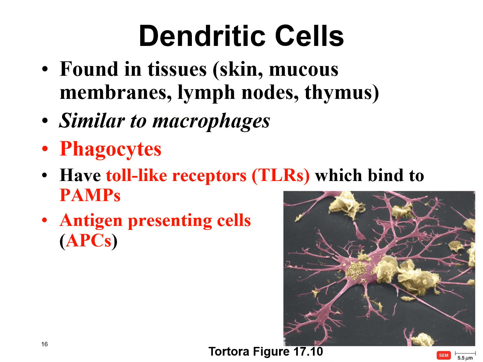The dendritic cells are similar to macrophages. They're just found in the tissues. They're also phagocytes, so they have the toll-like receptors. So any PAMPs that they find, they will go ahead and eat those. And then star that they are also antigen-presenting cells, so just like the macrophages. So both macrophages and dendritic cells are antigen-presenting cells. So they both will present a piece of what they've eaten to the helper T cells to see if they recognize it.